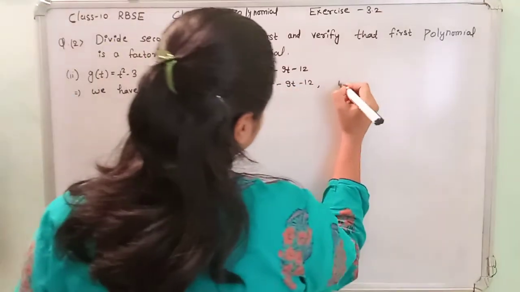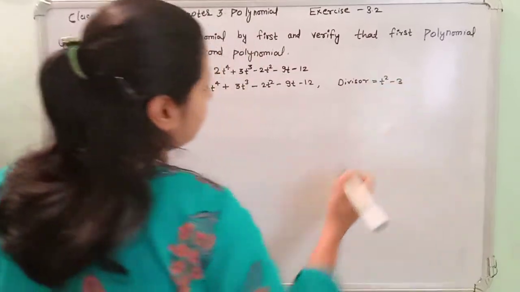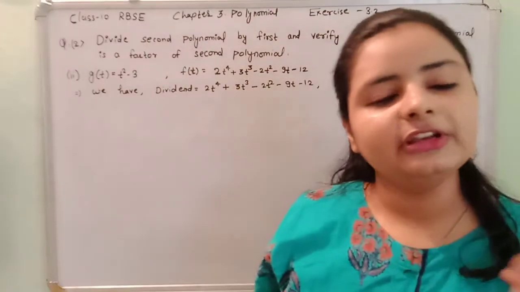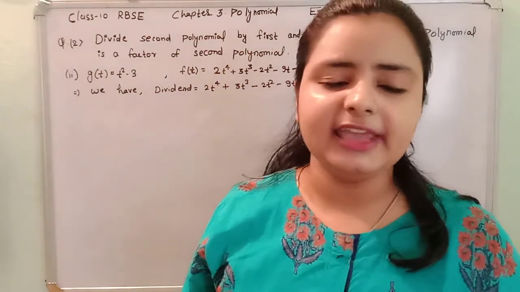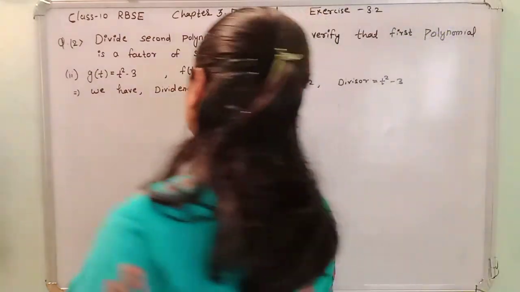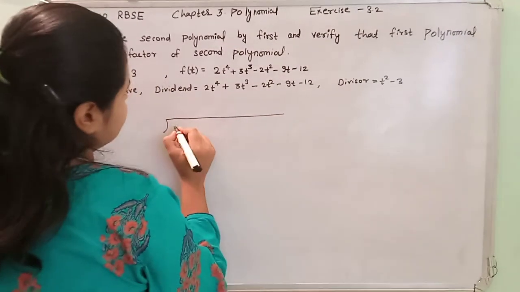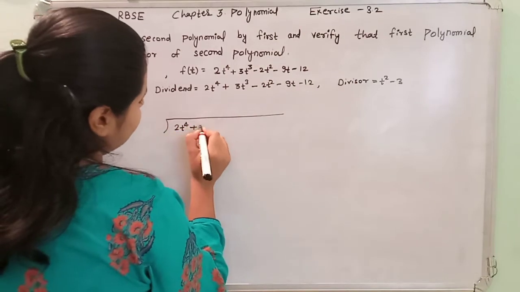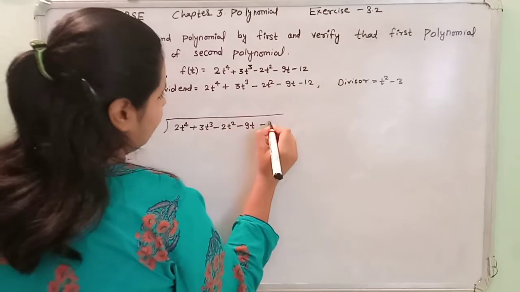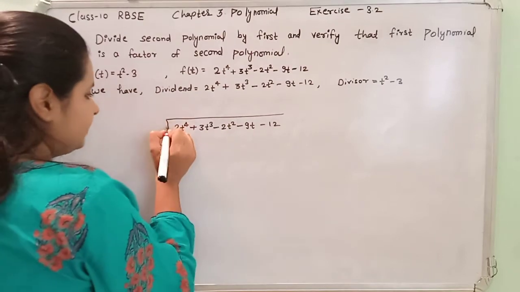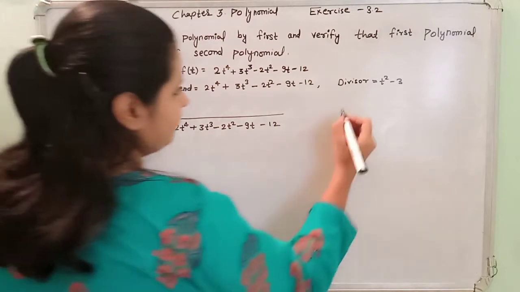Now we have the divisor, t square minus 3. So it is not necessary that you will always get the variable x. Fine. We can also get any alphabet. Now the same process. We write the dividend 2t raised to the power 4 plus 3t cube minus 2t square minus 90 minus 12. Now we will write the divisor here, t square minus 3. Now the steps are the same.